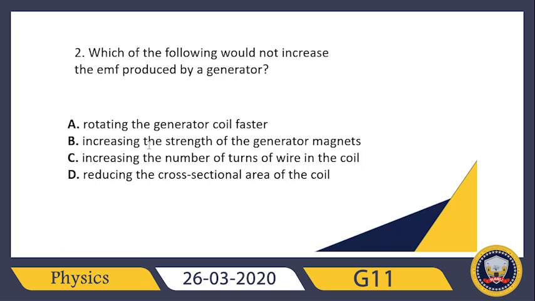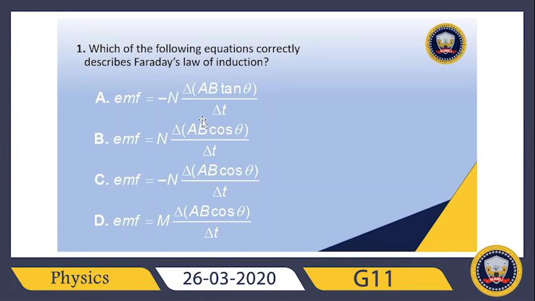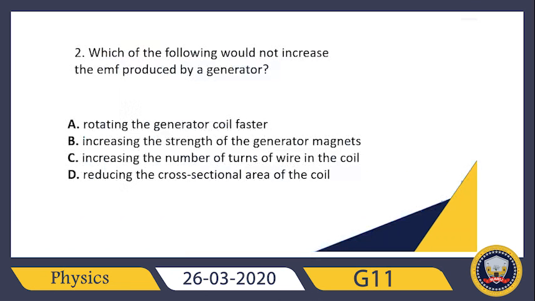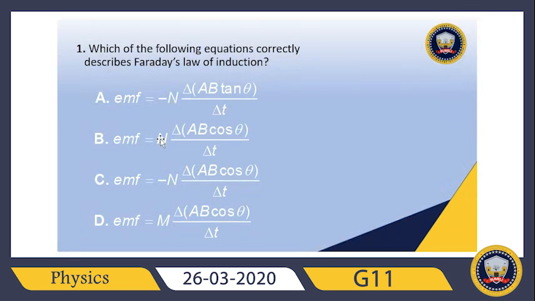B, increasing the strength of the generator magnets. That means more B, more magnetic field. If we have more B, that means we have more EMF, so it's not correct. Increasing the number of turns of wire in the coil means we have more N. Again, when we have more N, we have more EMF, so it's incorrect.